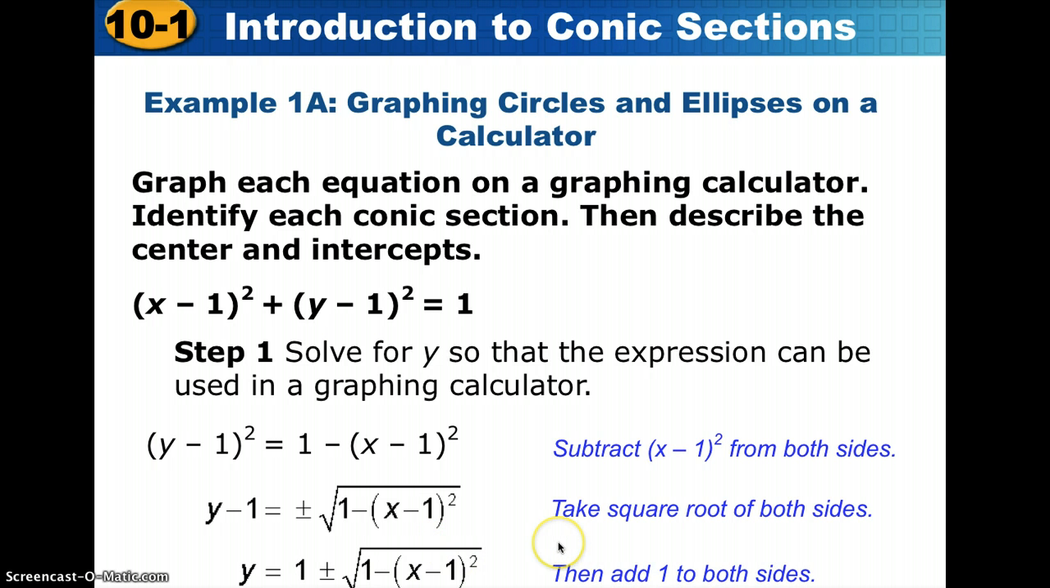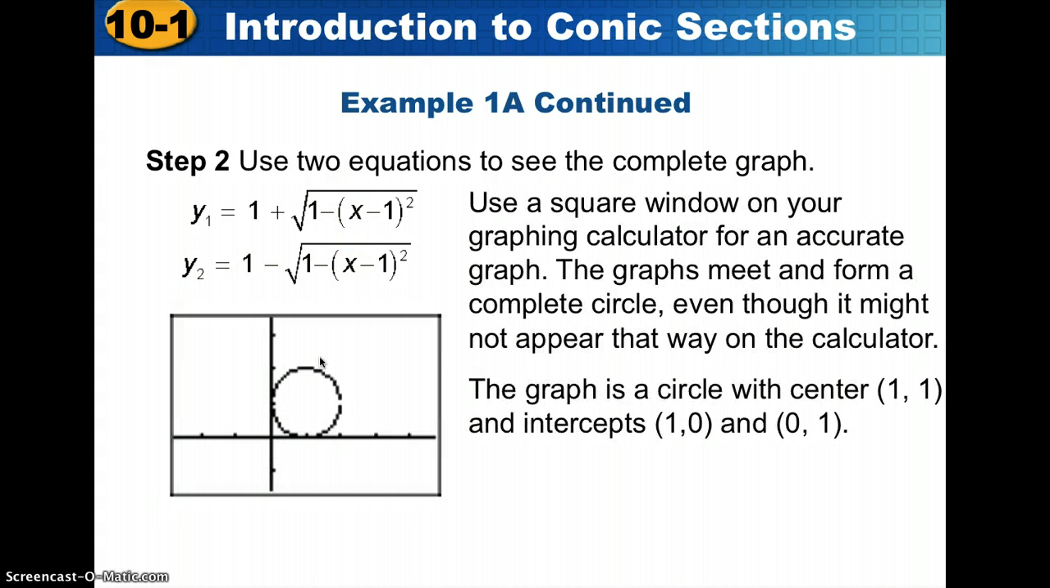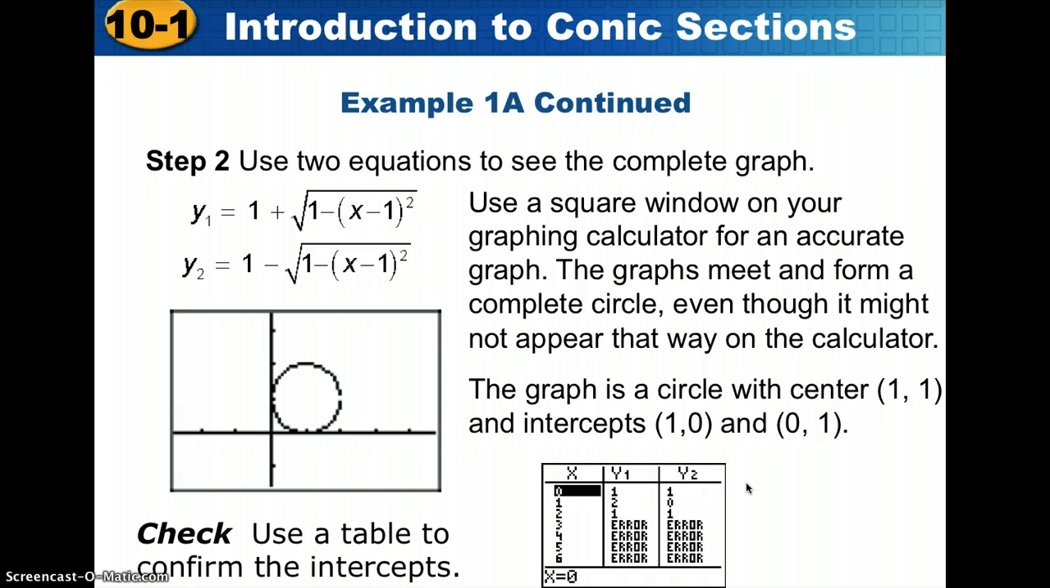And that's what our equation would look like solved for y. Notice there's 2 answers, 1 plus the square root and 1 minus the square root. Now again, this is what it would look like with the center at 1, 1. And because the radius is 1, the x and y intercepts would be 1, 0, that's the x-intercept, and the y-intercept would be 0, 1.